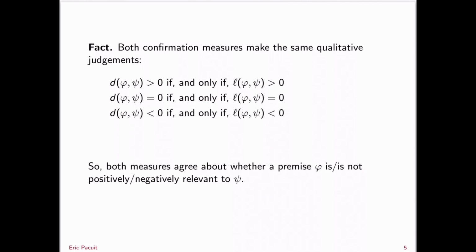Similarly, if D says that phi and psi are independent, then L is going to say that phi and psi are independent, and vice versa. Now, what we showed in a previous slide is that D of phi psi greater than 0 implies that L of phi psi is greater than 0. In fact, we have the other direction as well. If L of phi psi is greater than 0, that implies that D of phi psi must be greater than 0. And we have these other facts right here. So both measures agree about whether a premise is or is not positively or negatively relevant to psi.